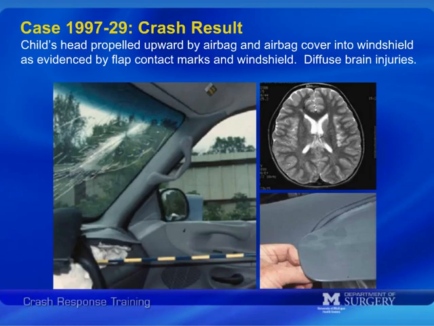Based on a reconstruction of all the evidence, we determined that the child's head was in close proximity to this airbag when it deployed, because the child had gone forward while the driver braked. Then when the car hit the light pole, the airbag went off, and the airbag and the cover picked up the child's head and propelled him upward and hit the windshield. Okay, and you can see here on the MRI result on the right that there were severe and diffuse injuries to the brain that resulted from this.